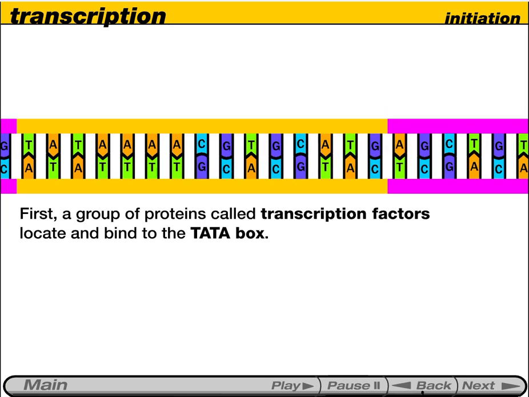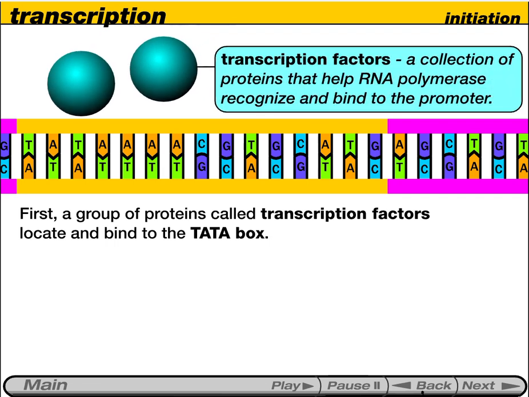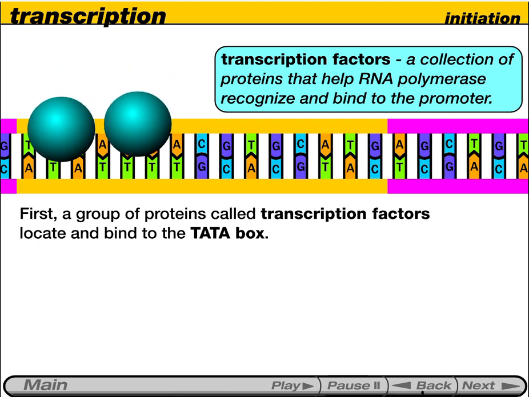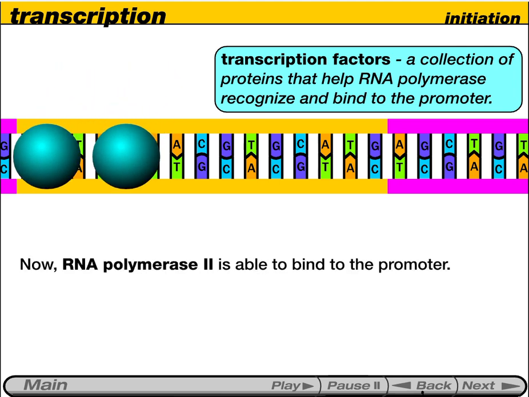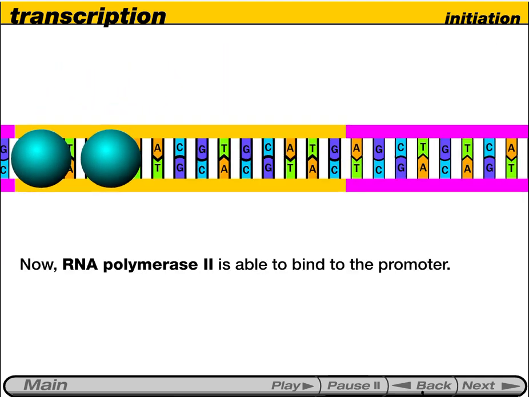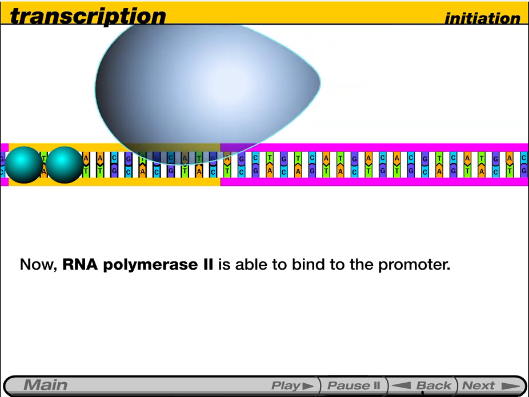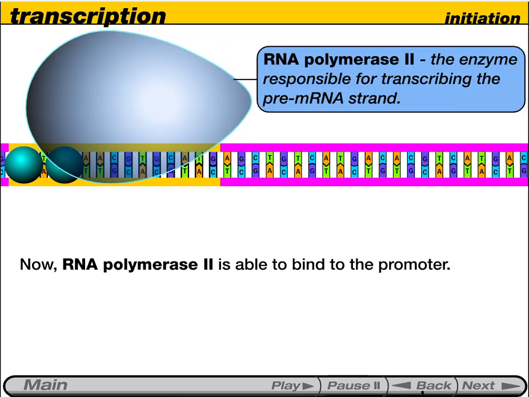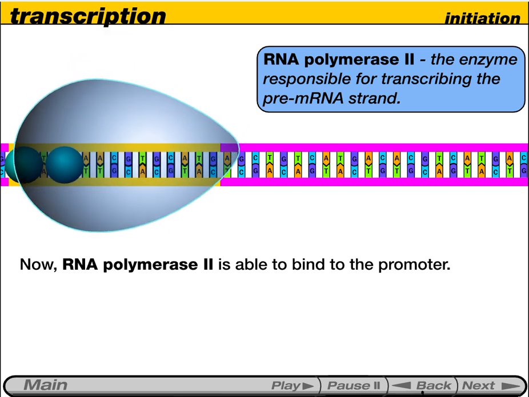First, a group of proteins called transcription factors locate and bind to the TATA box. The transcription factors are a collection of proteins that help RNA polymerase recognize and bind to the promoter. Now, RNA polymerase II is able to bind to the promoter. RNA polymerase II is the enzyme responsible for transcribing the pre-mRNA strand.